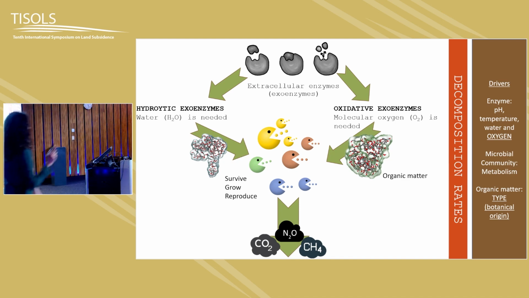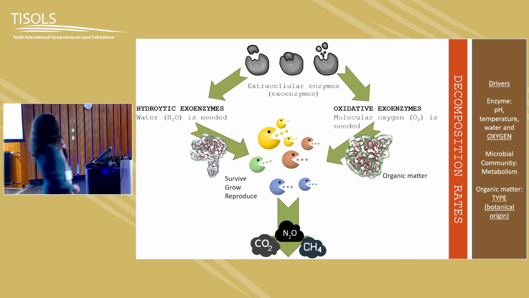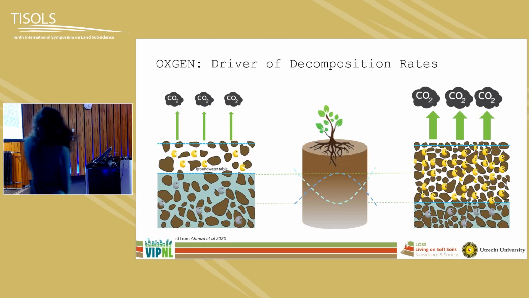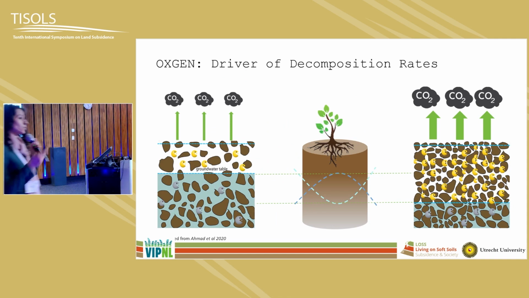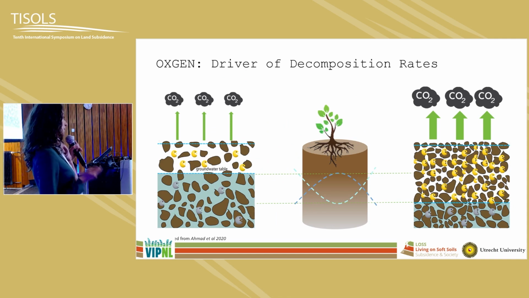I'm just going to focus on two things, the oxygen and the botanical type. Why? Because we're in the Netherlands. Oxygen is a very important driver because we are managing the water in Dutch peatlands.